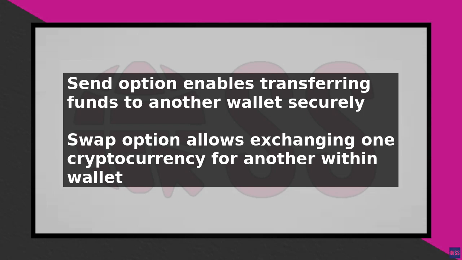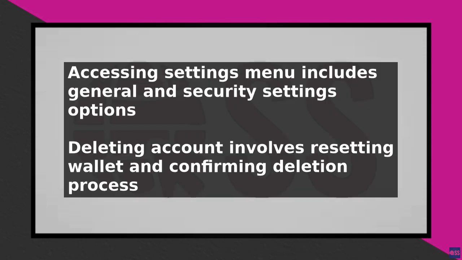Tapping the 3 horizontal lines on the top left of the screen will open a menu with options to add funds, browse your wallet activity, and share your public address. You can also access the settings menu, which includes general settings, security and privacy settings, and advanced settings. If you want to lock or log out of your account, you can tap the lock option and then confirm.